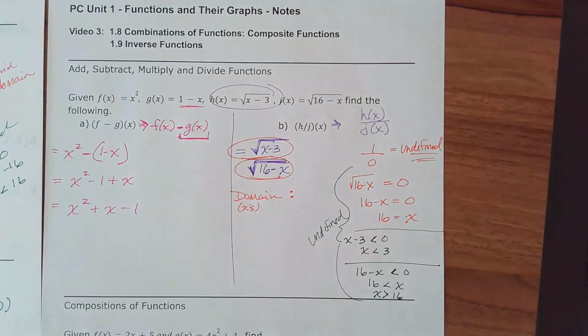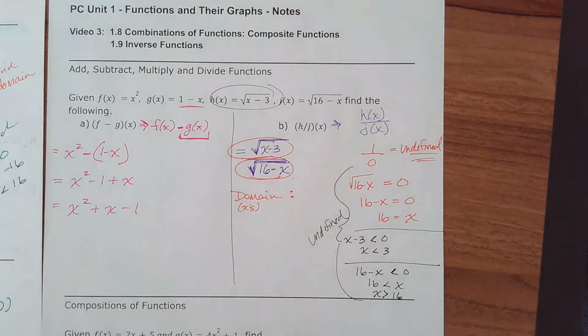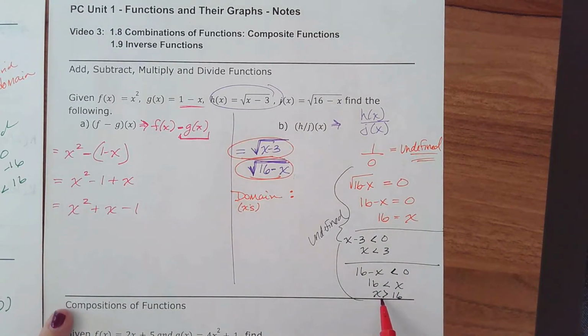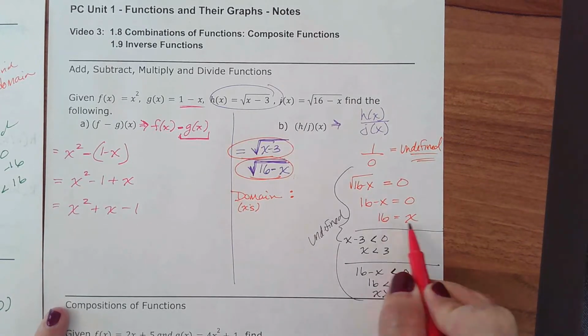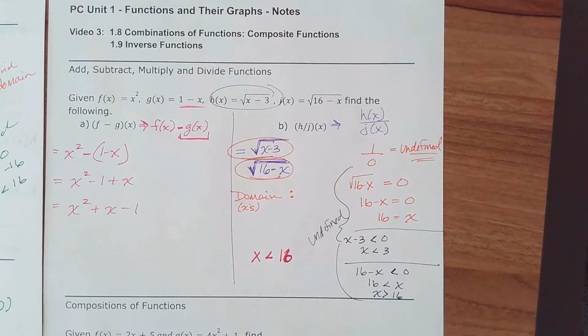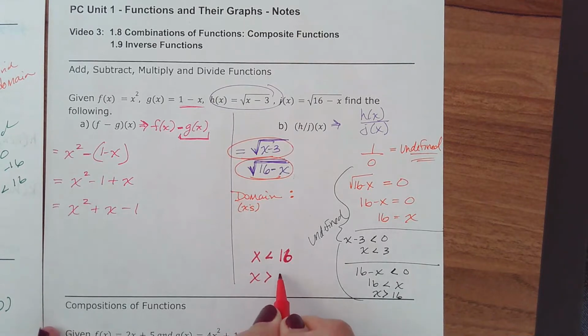Well, great question. It's undefined when x is greater than 16, and it's undefined when x is equal to 16, but it's defined, in other words it exists, when x is less than 16. So when x is less than 16, we're good. Also, my function is undefined when x is less than 3, which means it's defined when x is greater than 3.